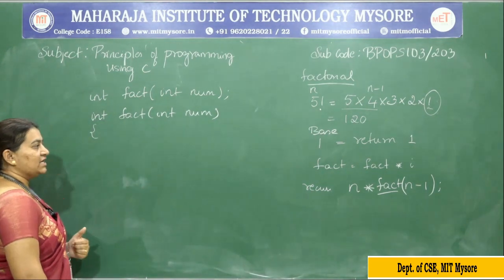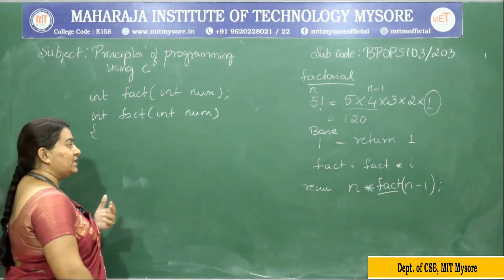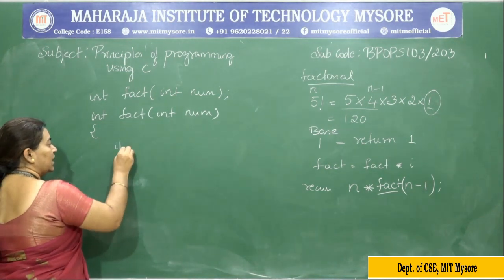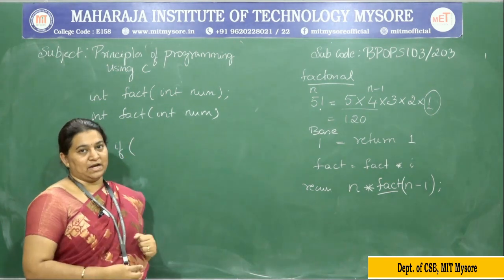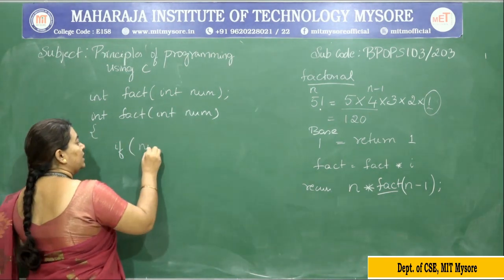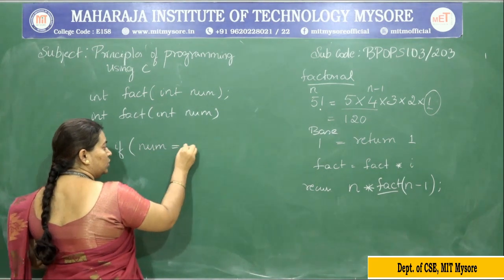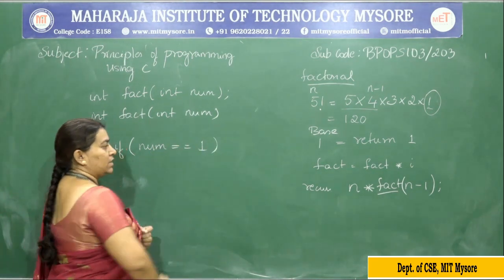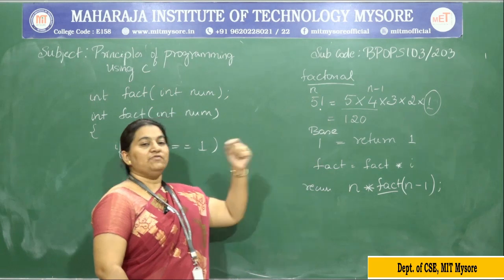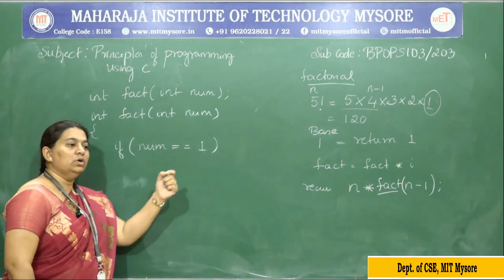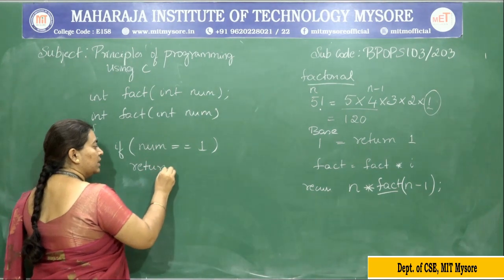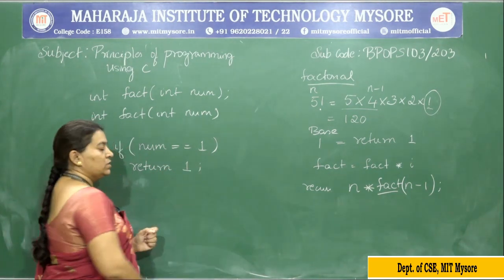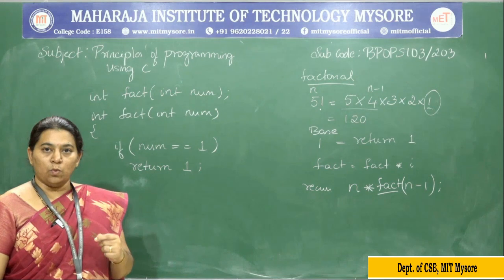So first I will write the base case. How to write it? It is nothing but an if. I have taken num as a parameter. So if my number is equal to 1, then what do I have to do? I have to return 1. So I am going to return 1.